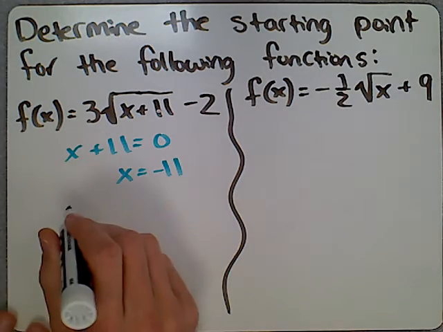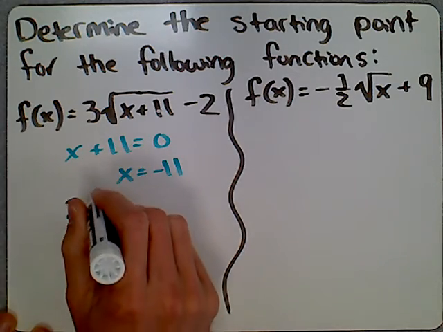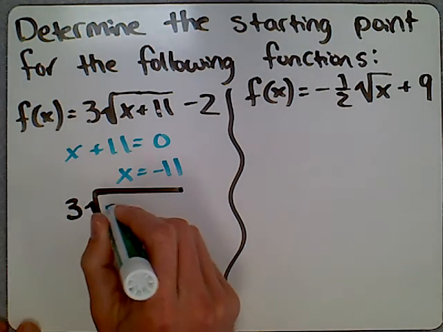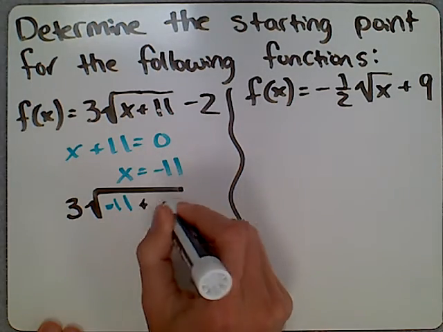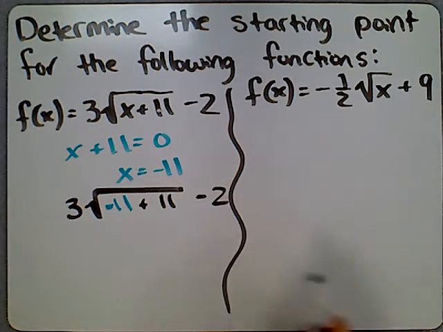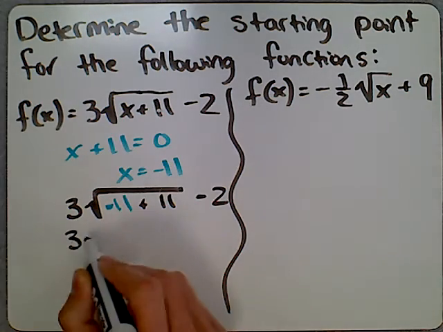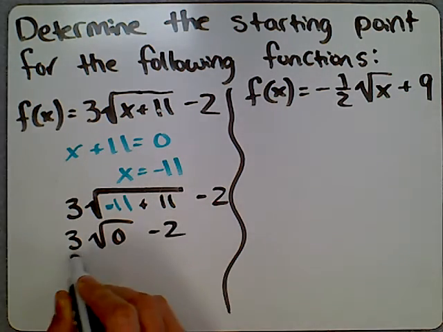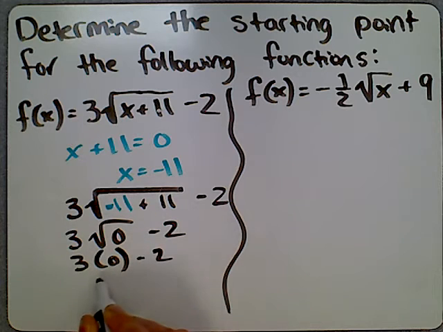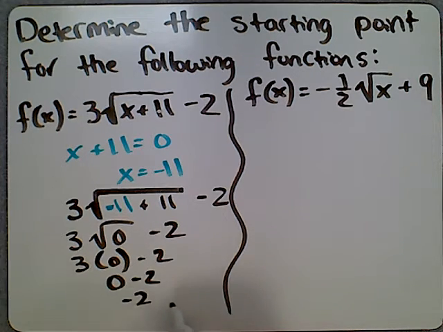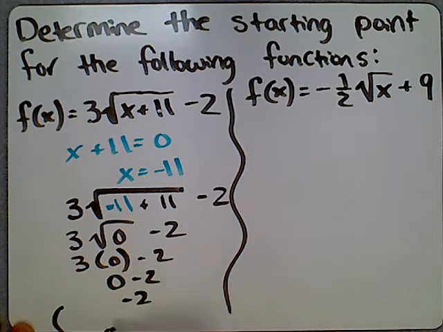To show that one more time, you take your x value and you plug that in. And you look to find the y value or the f of x value here. This is 3 times the square root of 0 minus 2. That's 3 times 0 minus 2. That's 0 minus 2. And that's negative 2. So in this case, for our starting point, we'll have negative 11, comma, negative 2.